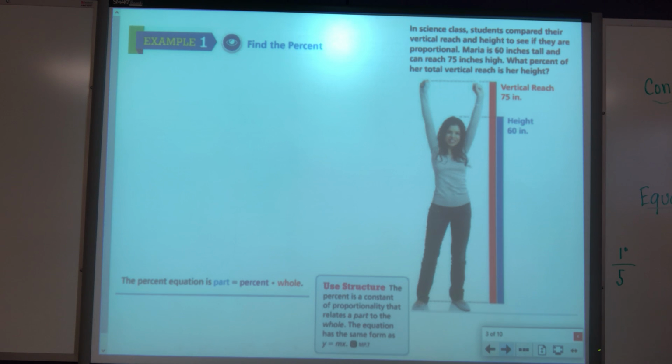So we're going to go ahead and get started with example number 1. In science class, students compared their vertical reach and the height to see if they are proportional. Maria is 60 inches tall and can reach 75 inches high, what percent of her total vertical reach is her height?